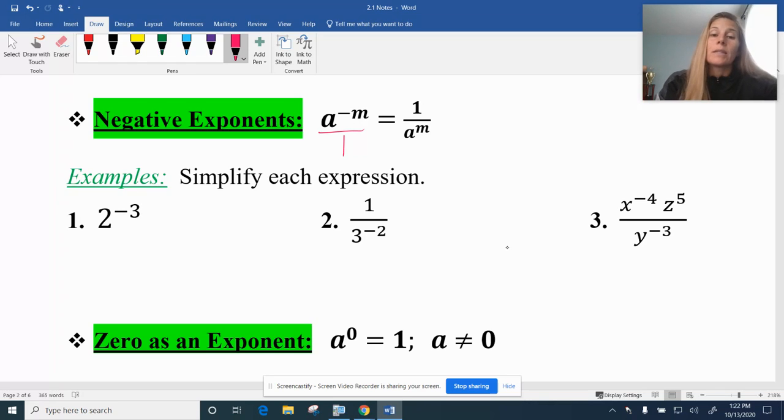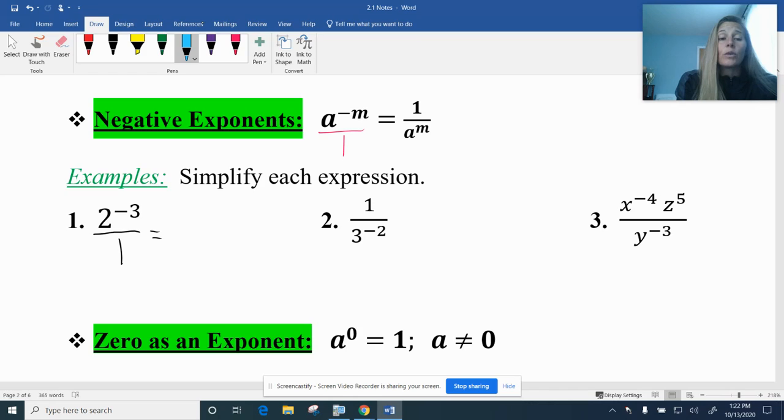So any term that has a negative exponent, if you rewrite it on the opposite side of the fraction, then that exponent is no longer negative, it's positive. If the number itself is actually a negative, that doesn't change, it's just the exponent. When things are not in fraction form, I like to put them over 1 and think of it more like a fraction.